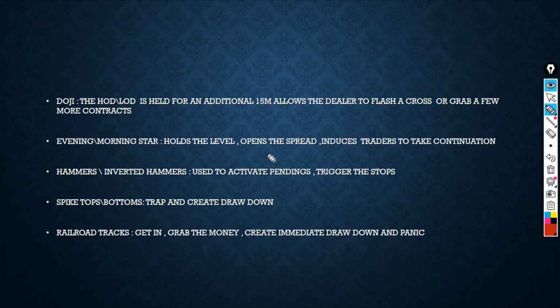Okay, next I'll move to evening and morning star candles. These are the definitions of the candles that I'm giving to you. An evening or morning star is where the dealer holds the level, opens the spread, and induces people to take the continuation by having a doji or a hammer between two candles. Okay, so this is our evening star, something like this. A doji can be present, or a hammer. Okay, so this might be solid red.